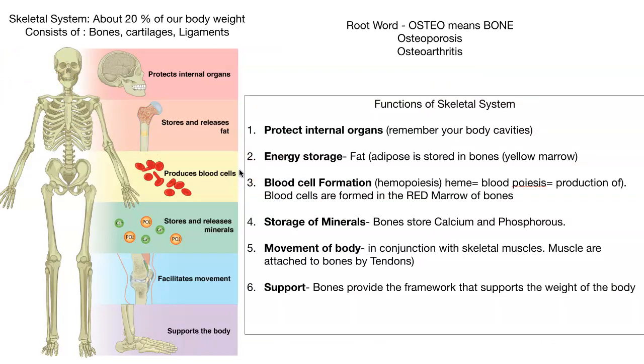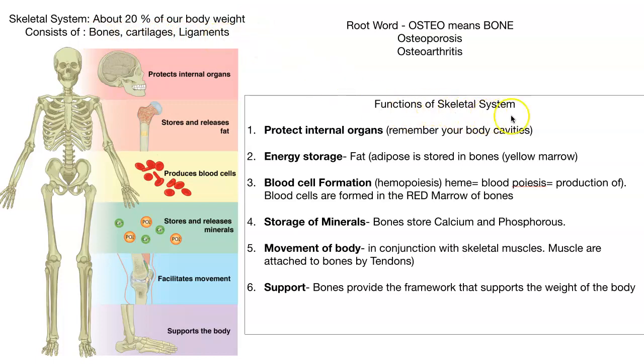So, the skeletal system, a new root word for you, osteo. If you see any word with O-S-T-E-O, that means bone. So if you hear the word osteoporosis, basically this is just saying a porous bone. Osteoarthritis, it's where our joints come together, they're having inflammation. So those are two new words that you need to know. The skeletal system is about 20% of our body weight and consists of bones, cartilages, and ligaments.